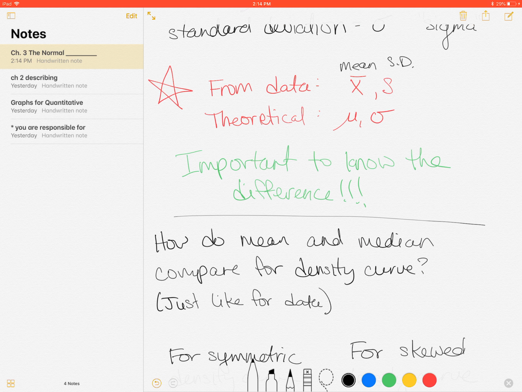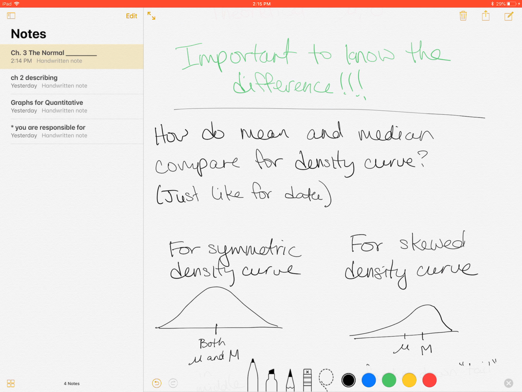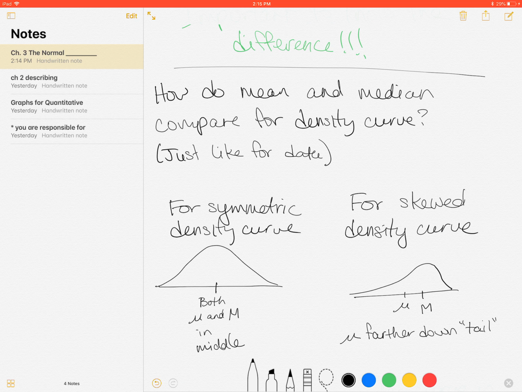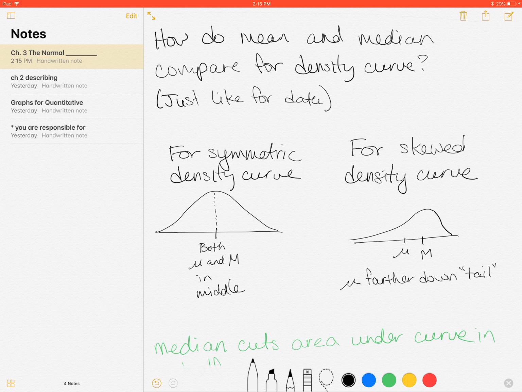So, how do the mean and the median compare to each other on a density curve? And the short version is really just like they did in data. So for a symmetric density curve, both the mean and the median happen to be right there in the middle, and they are equal to each other. But if our data is skewed, then the mean is going to be pulled down the tail just like it was pulled down the tail in data.